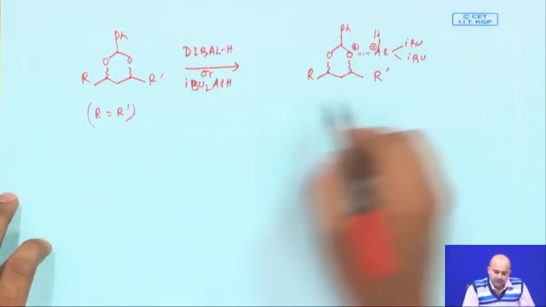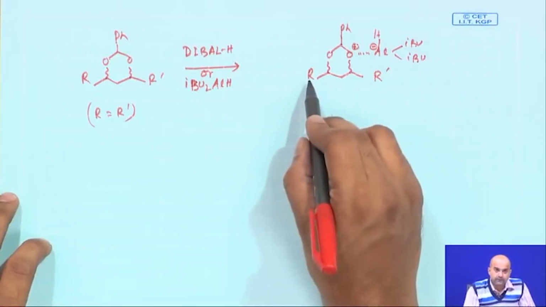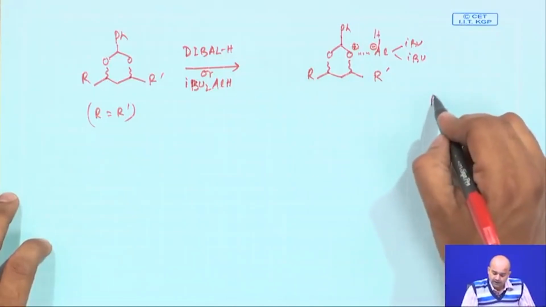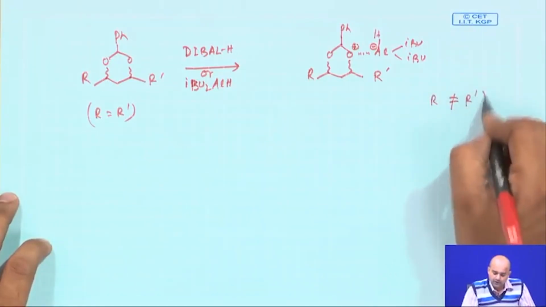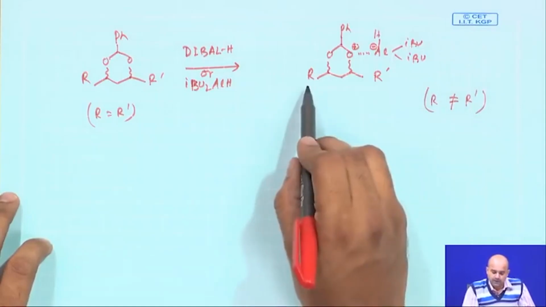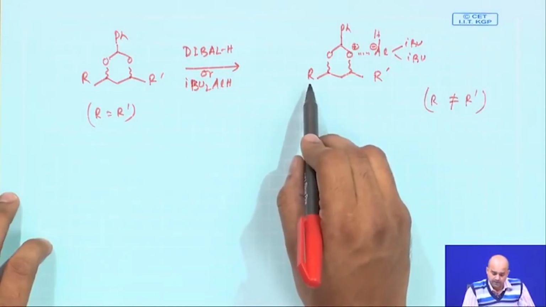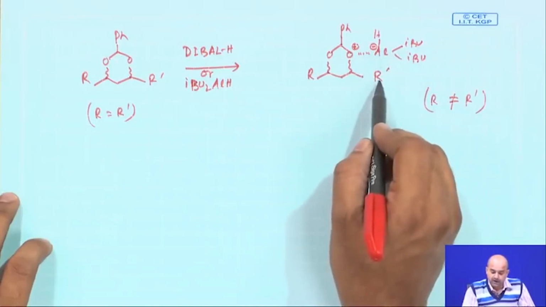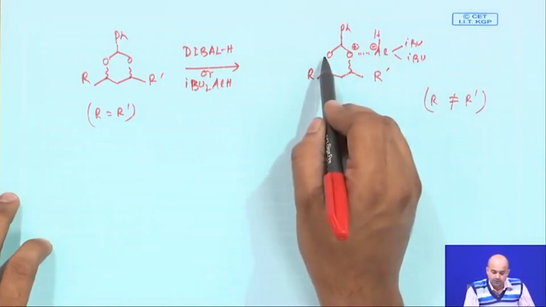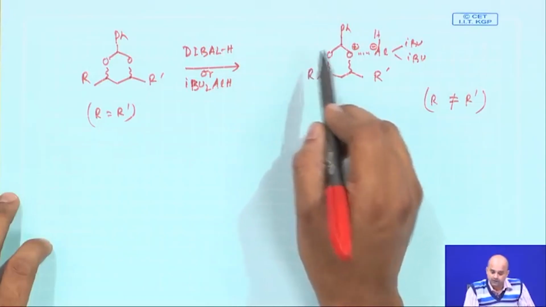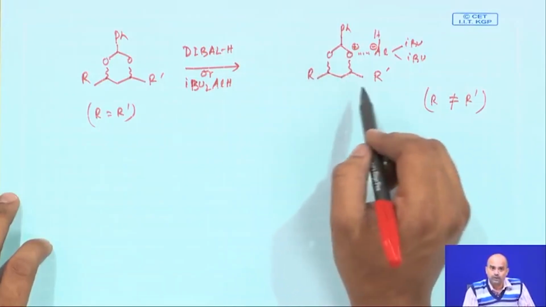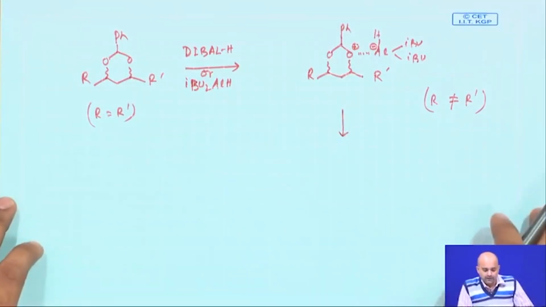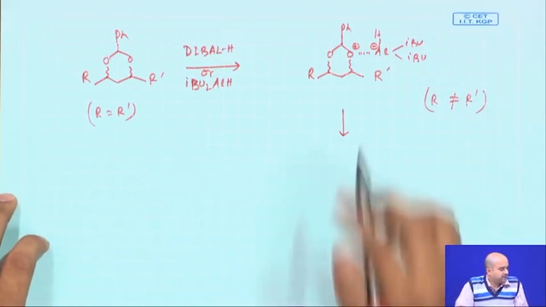Now, as I said, R equal to R prime, there is absolutely no issue. Sometimes it happens that R and R prime are not equal, or there is a huge steric difference. If R is pretty bulky, then your initial coordination will take place on this side. If R prime is pretty bulky, then initial coordination will take place on that side. We will have some examples when we talk about a non-symmetrical acetal, how they are treated with DIBAL and what exactly happens.